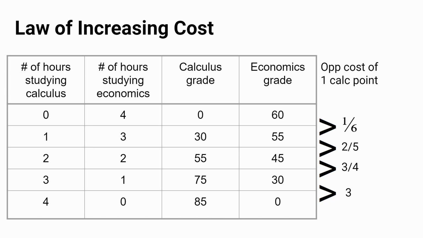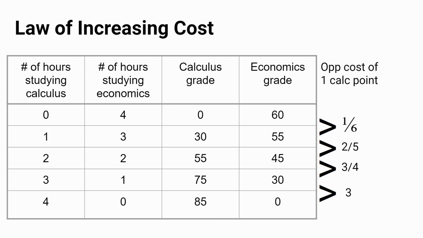Since the cost of 30 calculus points is 5 economics points, each one of those calculus points would cost 1/6 of an economics point. If we move down for the next interval, when we go from spending 1 to 2 hours of studying calculus, we gain 25 points in calculus at a cost of 10 points in economics. So the opportunity cost of 25 calculus points is 10 economics points. So the cost of 1 calculus point would be 1/25 of 10, which would be 10/25 or 2/5.